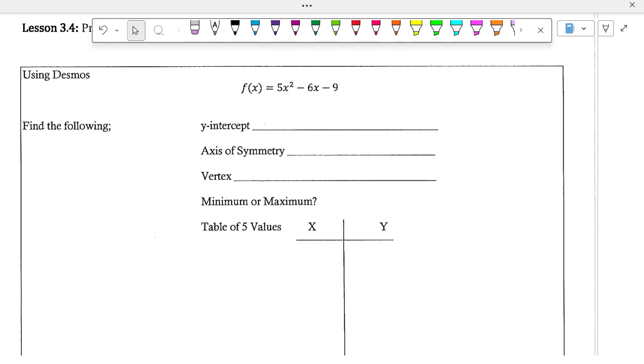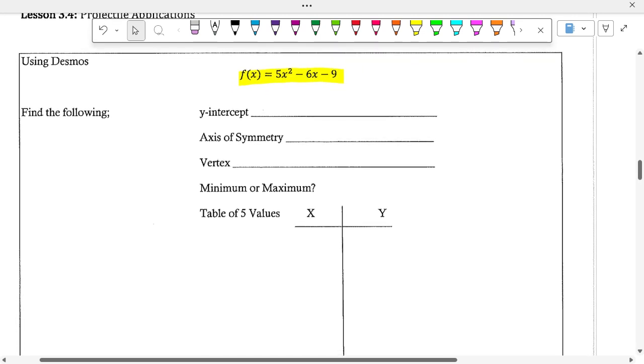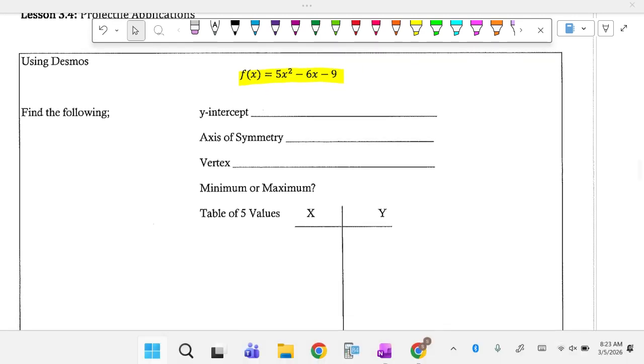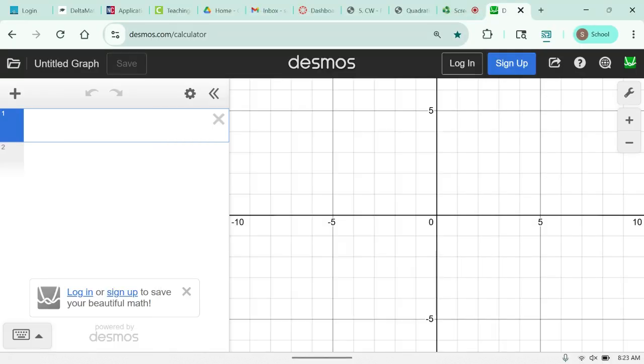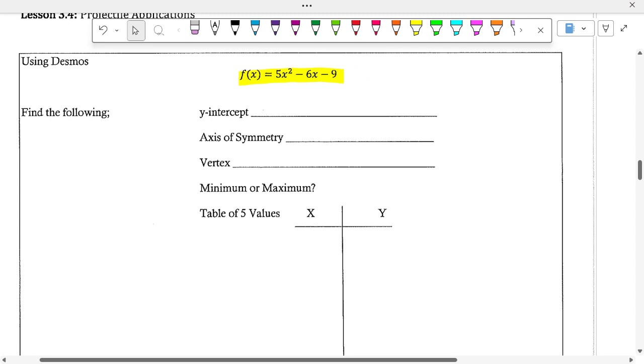All right, so first thing I want to do, since you already got Desmos up, go ahead and input this top function on page 20 and find everything that's listed there. So I want the y-intercept, the axis of symmetry, the vertex. Tell me whether it's a max or a min, and then generate a table of 5 values and write that down. All right, so you can completely use Desmos for this. So you're typing it in to Desmos and then finding all of those key features very quickly.